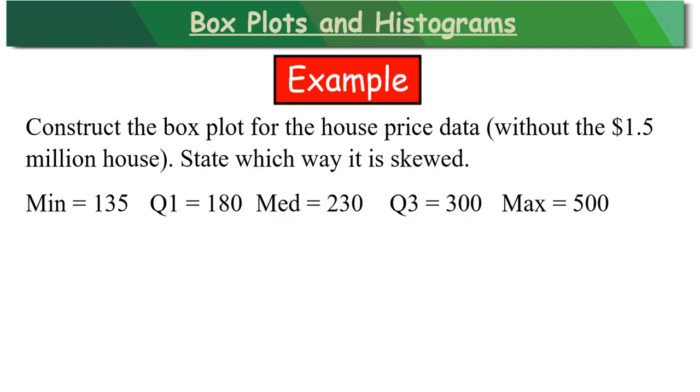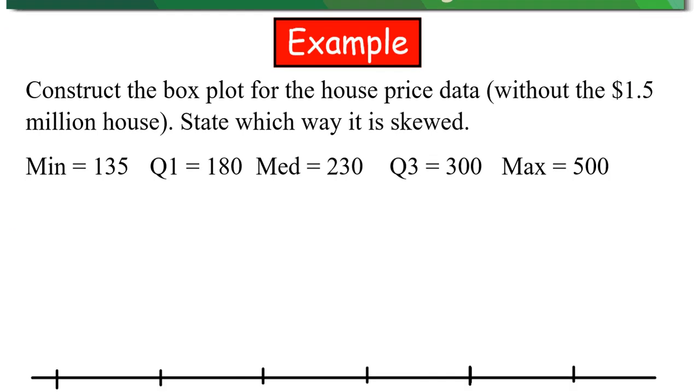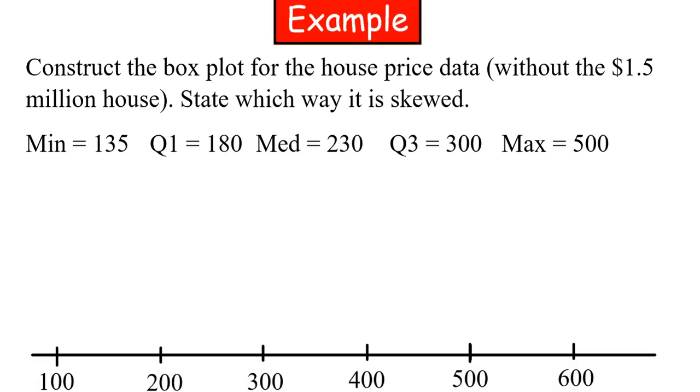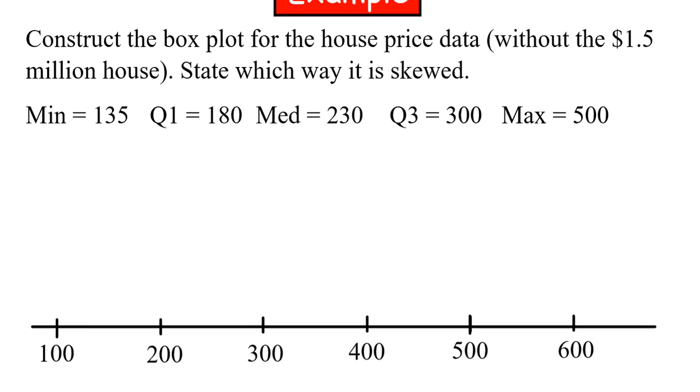So what we're going to do is construct the box plot for the house price data that we had. We're going to remove that really high value of $1.5 million house, and construct the box plot for it. So make your number line and do a nice one to scale. It doesn't need to be perfectly precise when you're doing it on your own, but make it somewhat to scale. The lowest value is 135, the max was 500, so my scale should be below 135 and above 500, so 100 to 600 looks good.